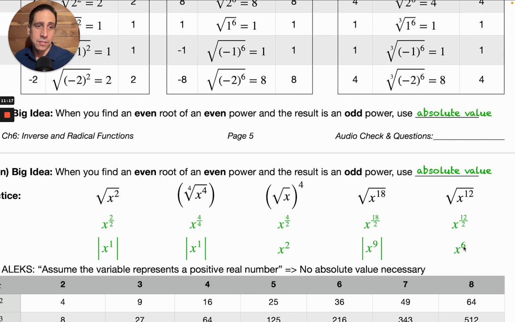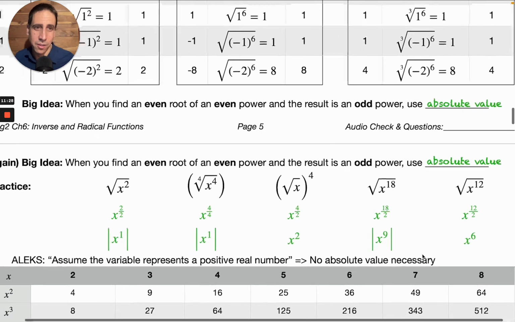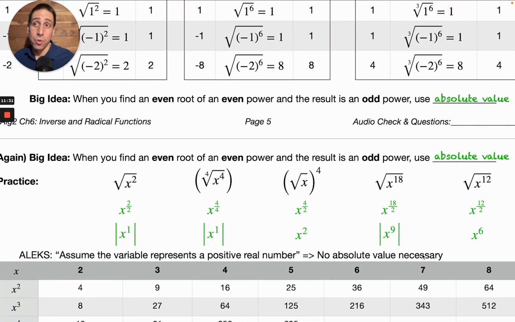Let's see. Even, so you don't need absolute values. Any negative numbers you would put into here would just stay positive anyway for x to the 6th. So no absolute values necessary. That would be redundant. Whew, that was a lot.